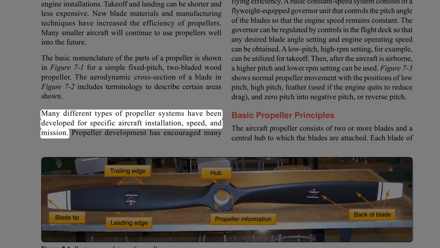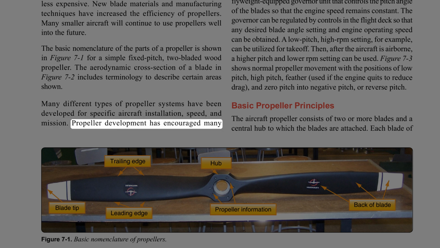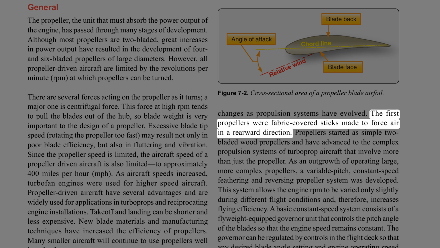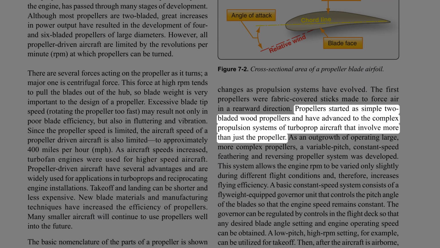Many different types of propeller systems have been developed for specific aircraft installation, speed, and mission. Propeller development has encouraged many changes as propulsion systems have evolved. The first propellers were fabric-covered sticks made to force air in a rearward direction. Propellers started as simple two-bladed wood propellers and have advanced to the complex propulsion systems of turboprop aircraft that involve more than just the propeller.